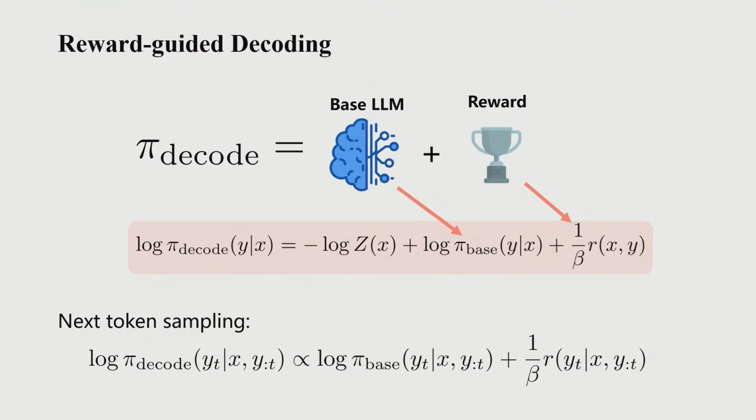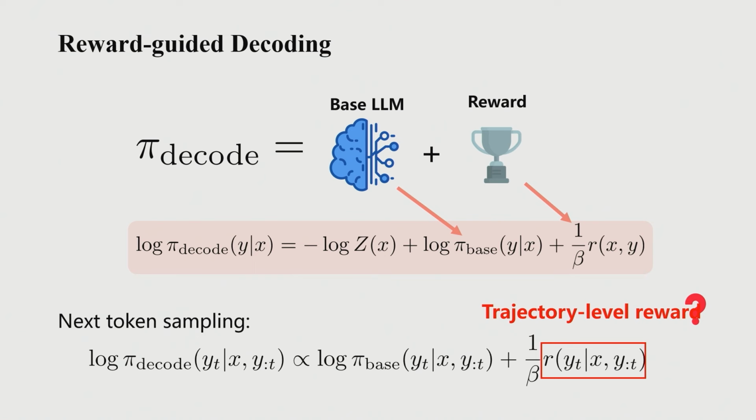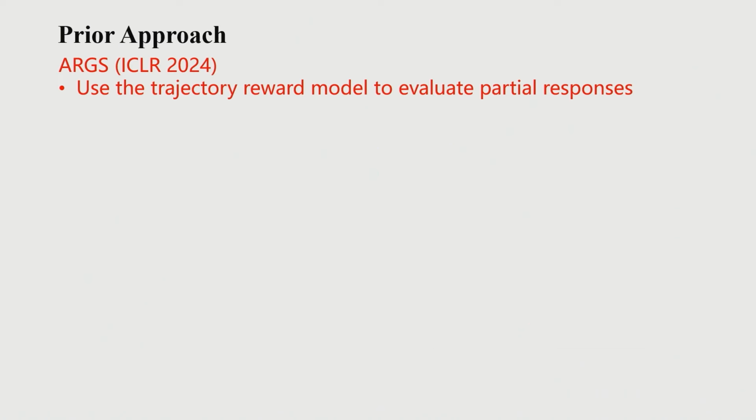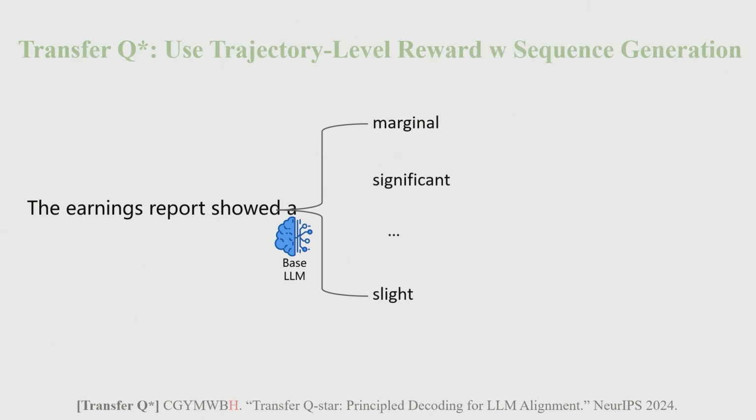So what do we resort to? Reward-guided decoding, which essentially uses a base language model together with an external reward function. This reward function will guide you through different preferences, and you could have multiple reward functions to guide different objectives, right? So next-token sampling becomes the problem here because what you have is essentially a next-token prediction, but in reality, you only have the trajectory-level reward. So what happened before is people just ignore this and just use an outcome reward model to guide the generation of the next token, which is not correct.